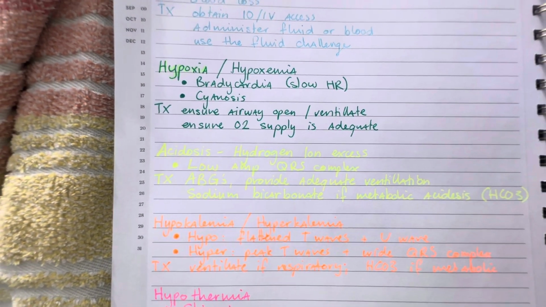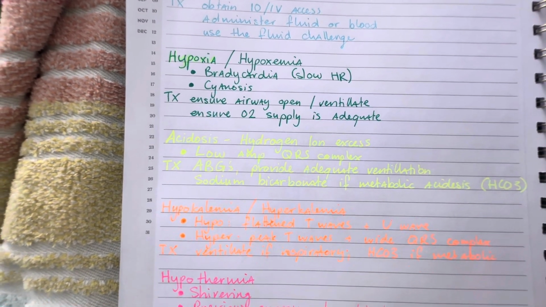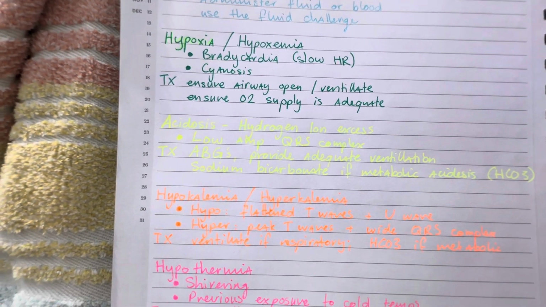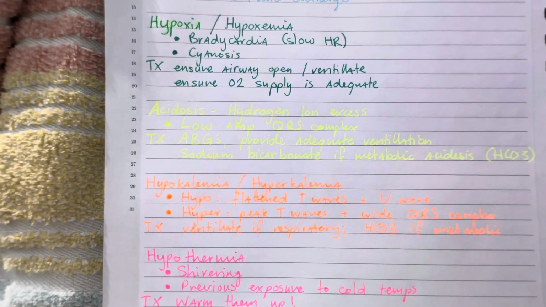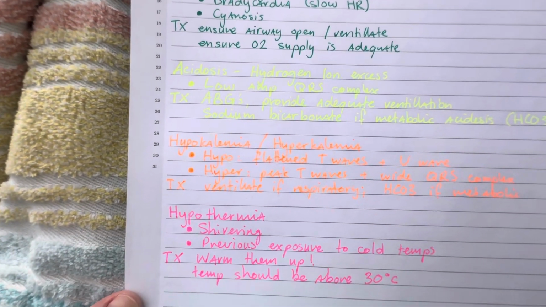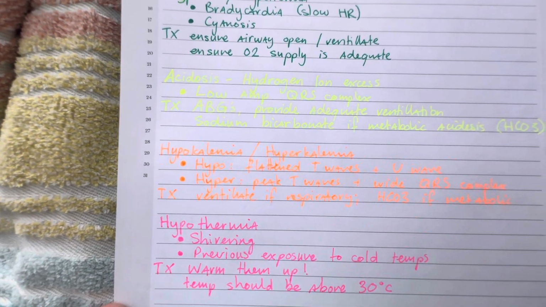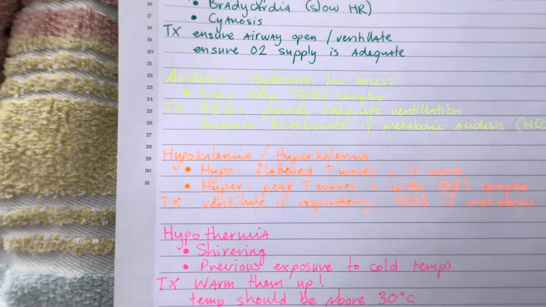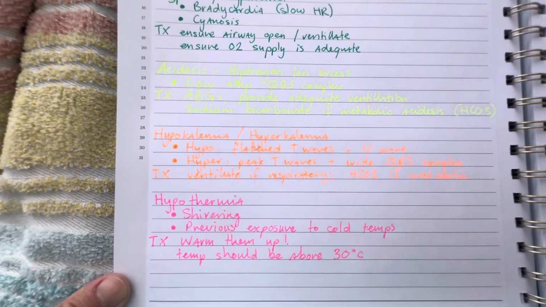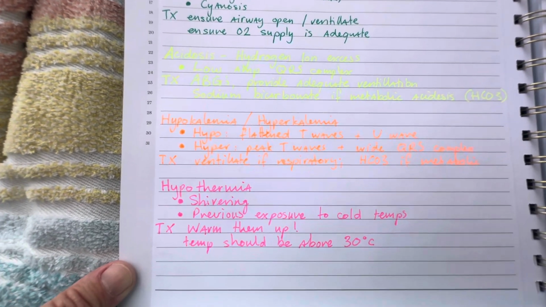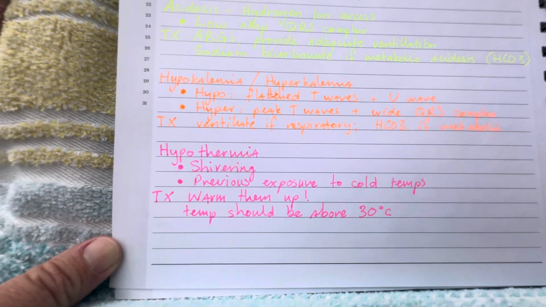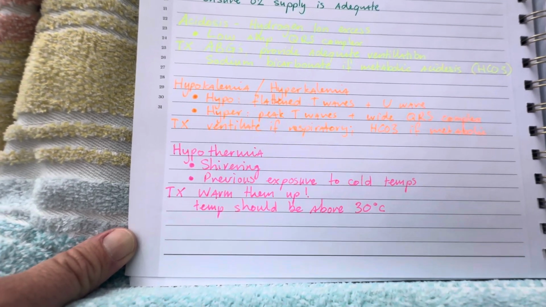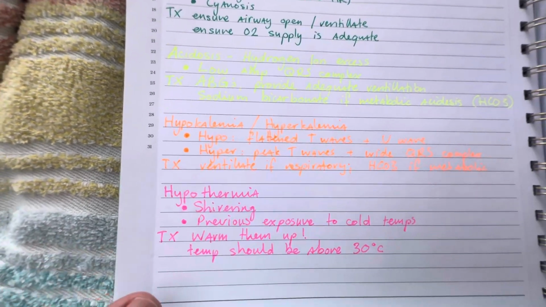Acidosis, hydrogen ion excess. Low amp QRS complex, that's what you'll see. And treatment is get ABGs, provide adequate ventilation, and if metabolic acidosis, give them bicarb, HCO3. Hypo or hyperkalemia. With hypo, you'll see flattened T waves and a U wave. Hyper, you'll see peaked T waves and a wide QRS complex. Ventilate if respiratory, and HCO3 if metabolic. Hypothermia. You'll see shivering, and the patient will have a previous exposure to a cold temp. Warm them up. Their temperature should be above 30 degrees Celsius.